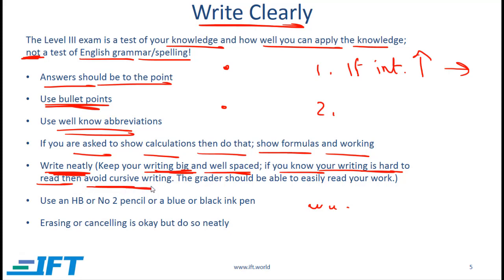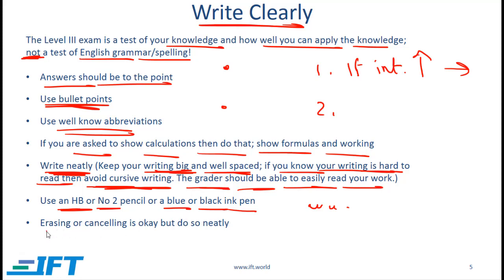Write in block letters, and remember, you don't need to write too much. You need to just write what is asked for. You are not graded on the quantity of information provided, you are graded purely on the quality of what you provide. Key point is that the grader should be able to easily read what you are writing. The CFA Institute says that you can use an HB pencil or a number 2 pencil, or you can use blue or black ink pens. Now this is really up to you, depends on what you are more comfortable doing.